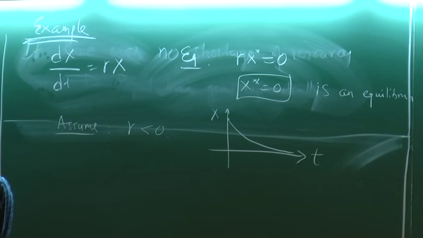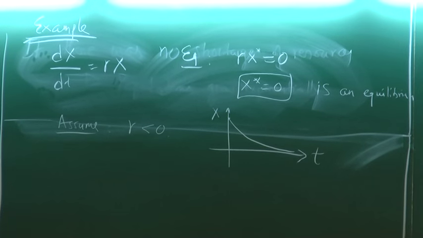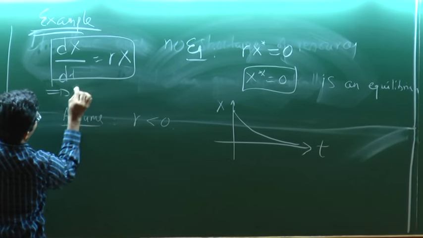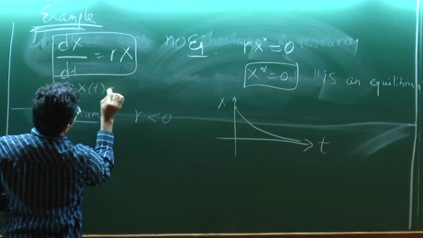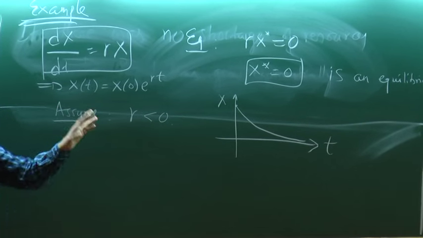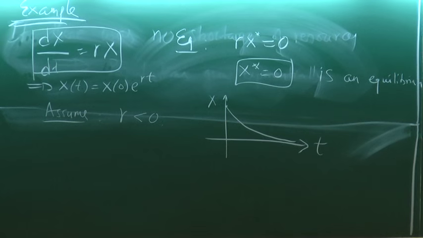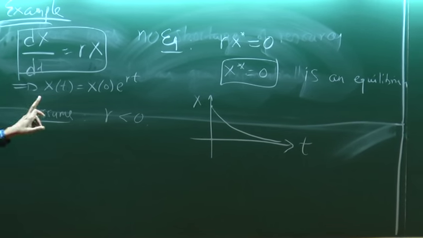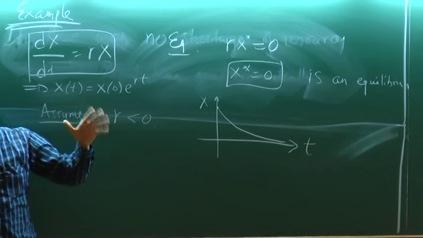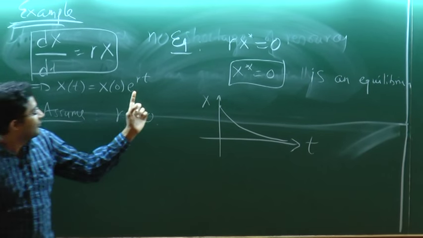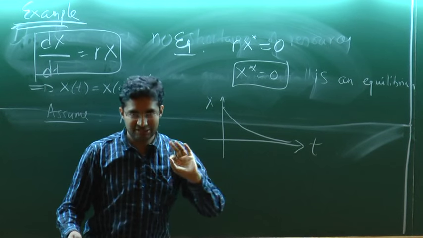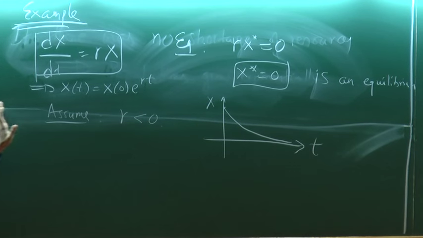By the way, I'm assuming that all of you know that the solution of this equation is x of t is equal to the initial condition times e power rt. Is that a fair assumption? If you don't know, you should just let me know, okay? So given this equation, x changes with time like this. If r is negative, the exponential is a negative exponential, and therefore things decay to zero. So we all understand this equation, okay?